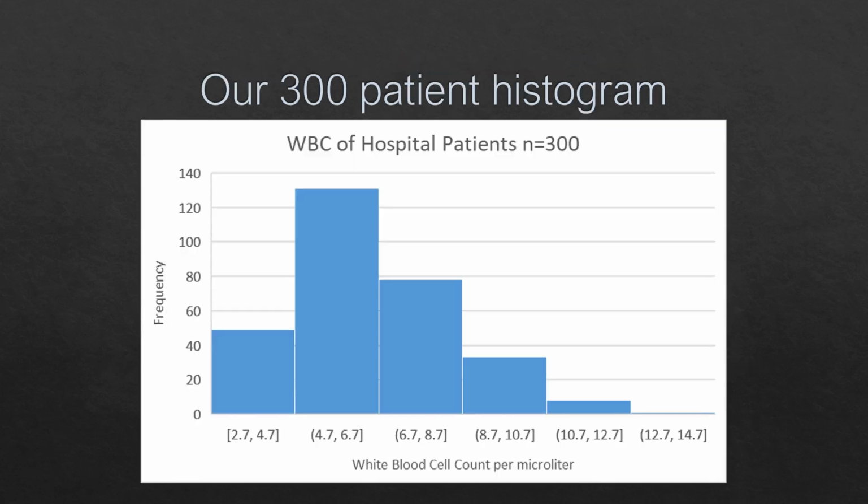Now we're going to take a quick look at the histogram that we have here. If you see, first we have our label of white blood cell count of hospital patients, with our number of patients being 300. The frequency is the amount of patients that are under that category or that bandwidth, the class width that is presented. So if you see, we have quite a bit of a peak and then we slowly decline again.